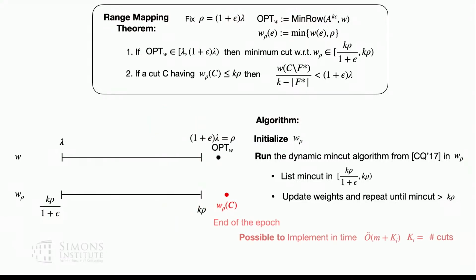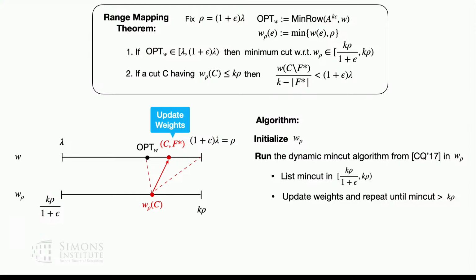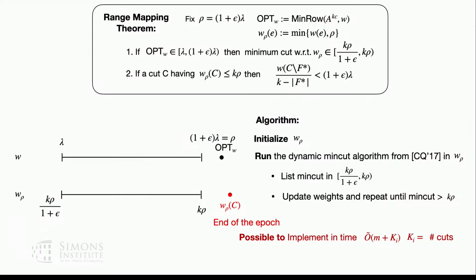The goal here is to keep repeating, listing these cuts until the cuts in the second range go out of this range, go out of k rho, and then this finishes the epoch. You can show that this simple range mapping theorem will give you all the ingredients that you need. Here I hid all the details about how to exactly implement the reduction, but the high level of the range mapping goes along this way.